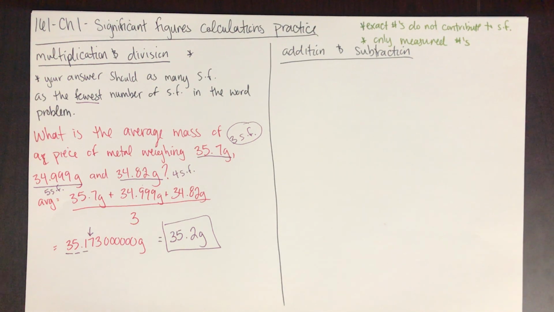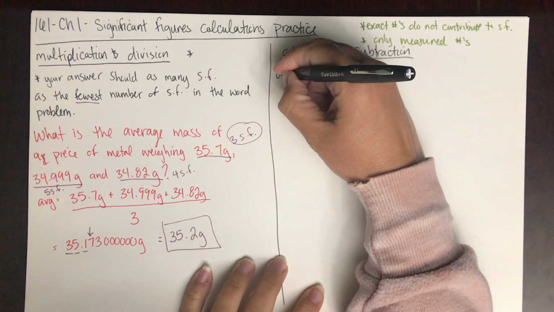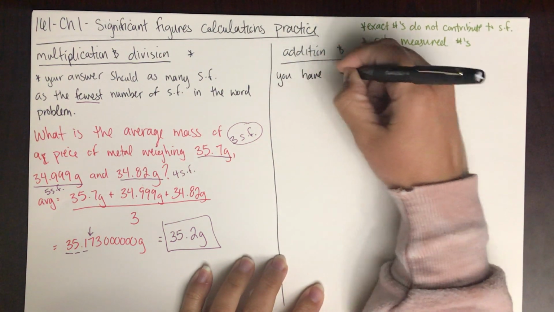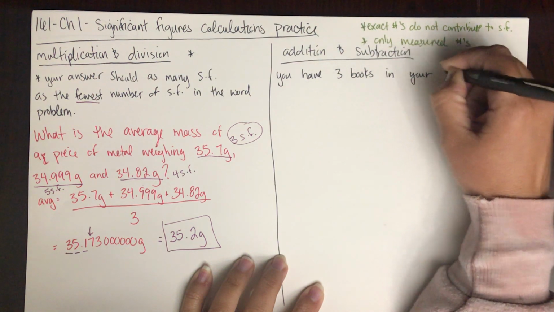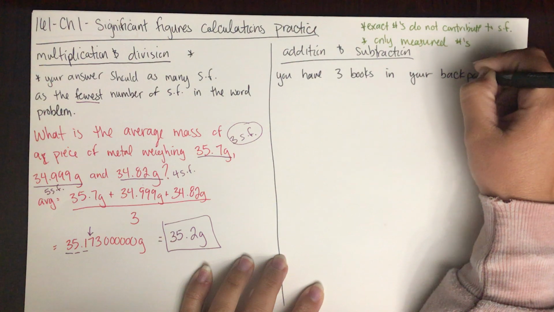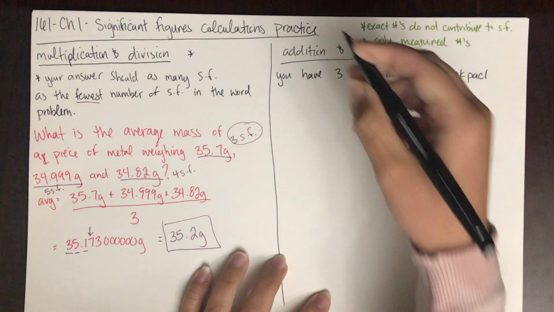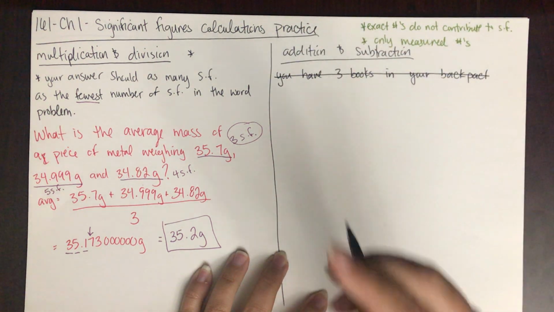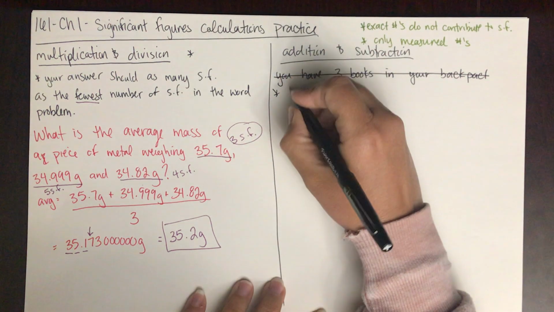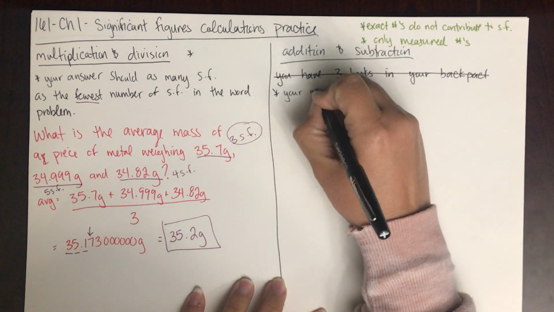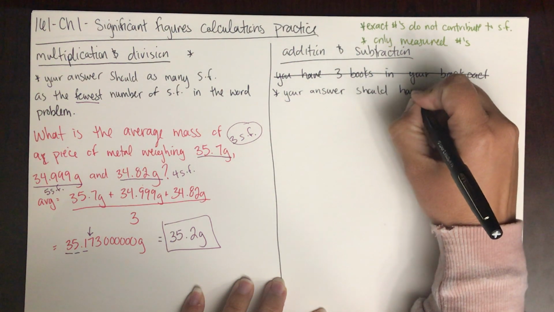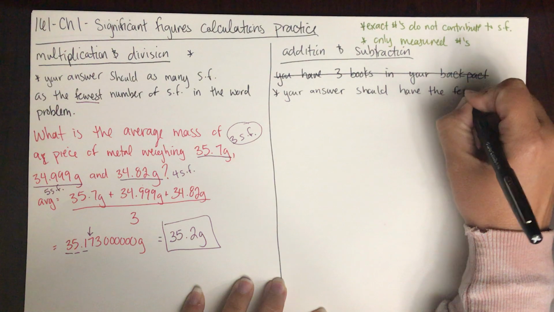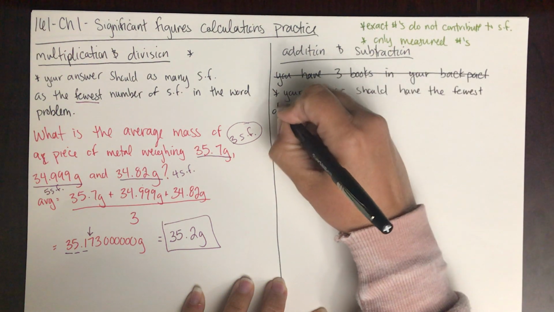So let's say you have 3 books in your backpack. Whoops, I should write the rule before I write the problem. The rule says your answer should have the fewest decimal places.